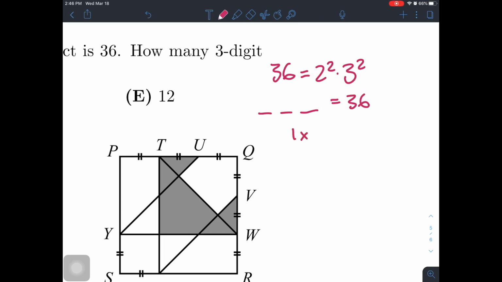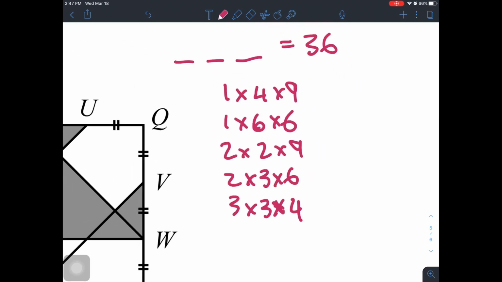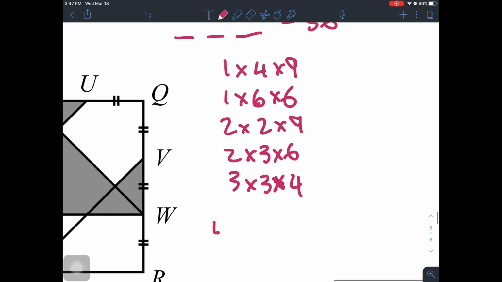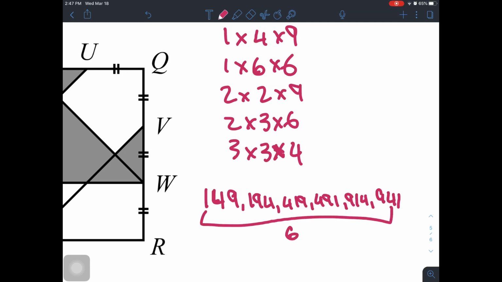So by inspection, I get 1 times 4 times 9, 1 times 6 times 6, 2 times 2 times 9, 2 times 3 times 6, and 3 times 3 times 4. Then I need to look at their arrangement because different arrangements would represent different numbers. So for example, for 419, I get 149, 194, 419, 491, 914, and 941. So there are 6 for this.